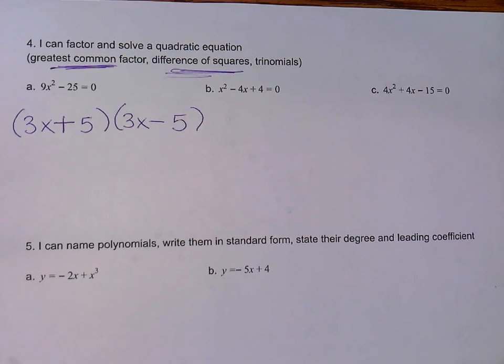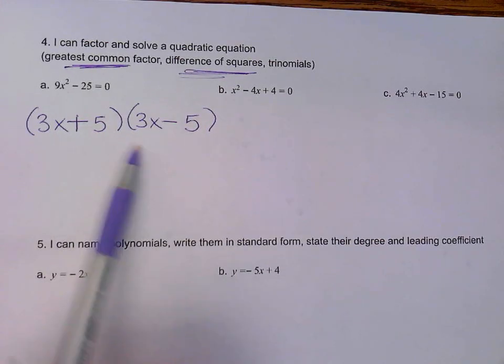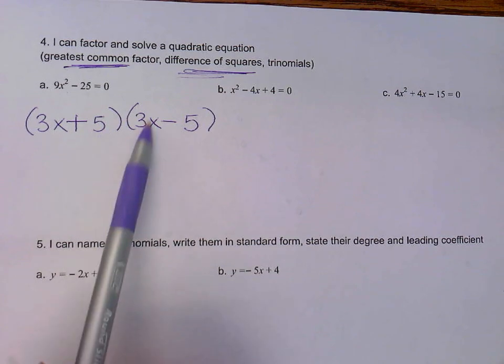Difference of squares is always one plus, one minus, because when you add your outer plus your inner, doesn't that add up to 0? Negative 15x, positive 15x adds up to 0.